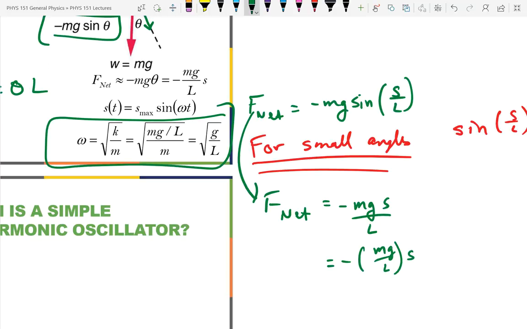Okay, we're out of time. So you'll have homework problems that deal with simple harmonic oscillators, either a pendulum, remember the pendulum has to be a small angle for it to be correct, or a mass on a spring.